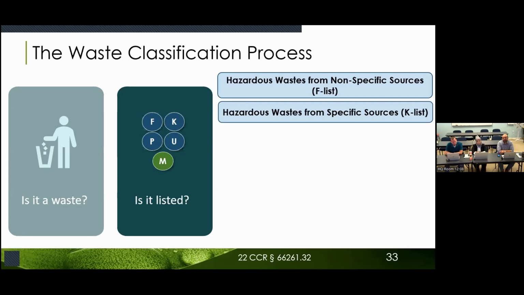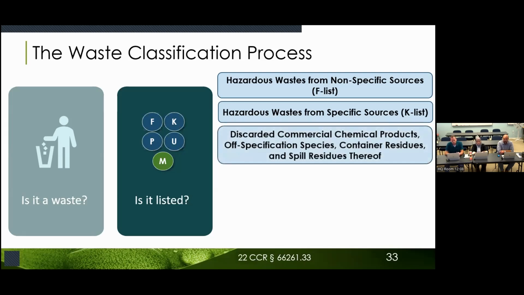For both the F and K lists, the descriptions in the regulations are worded very specifically to state whether a certain waste is identified by it or not. What's important about that is that if you have a waste that matches any of the listings, you don't have to do any analytical testing to know if it's hazardous or not. It is, unless it's excluded.